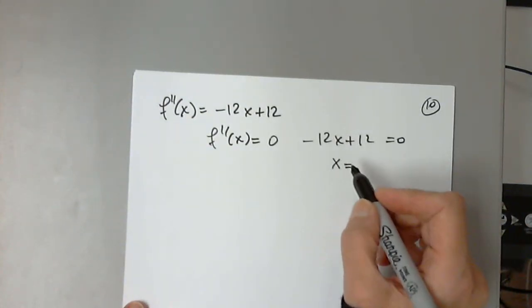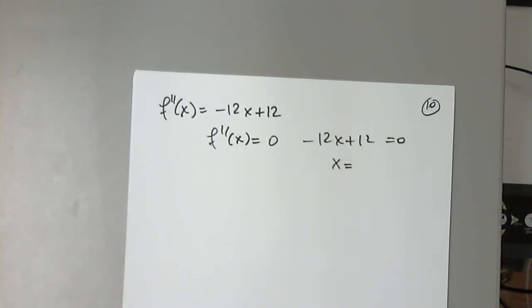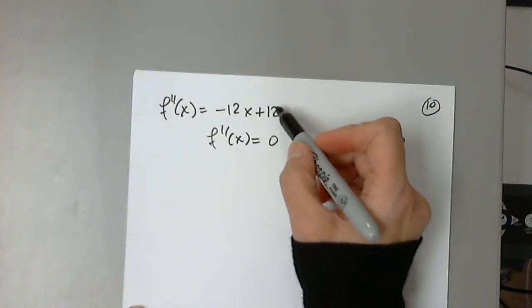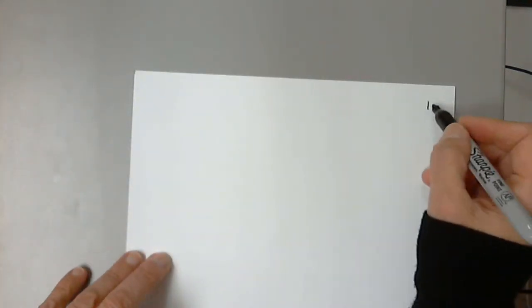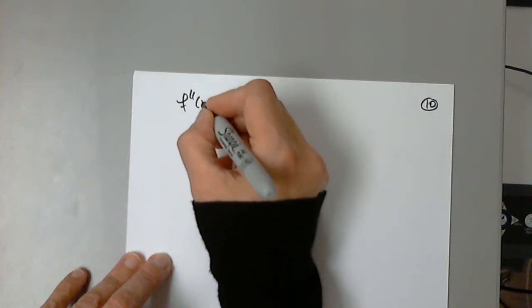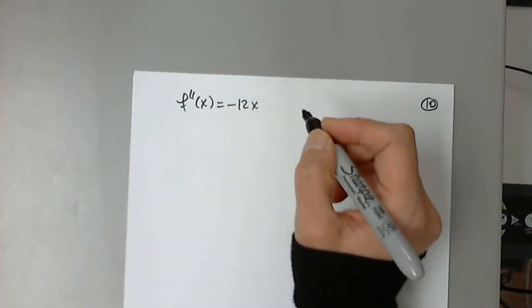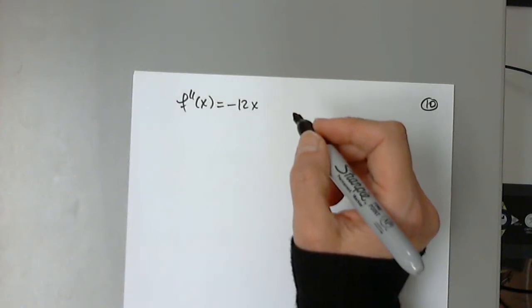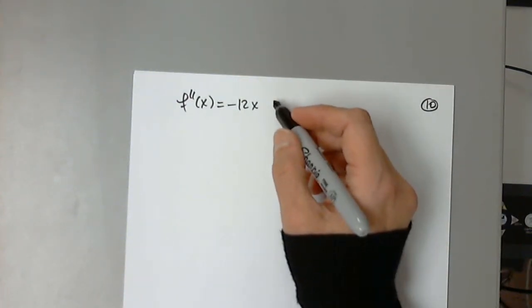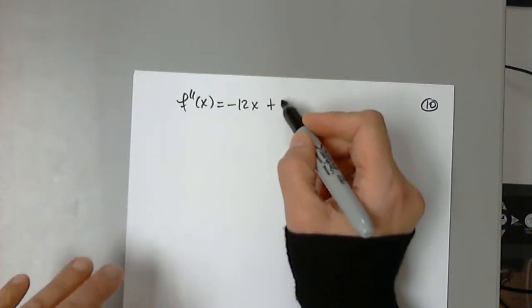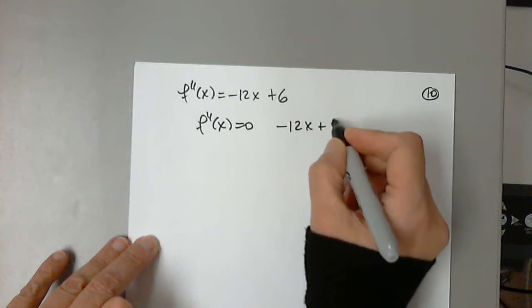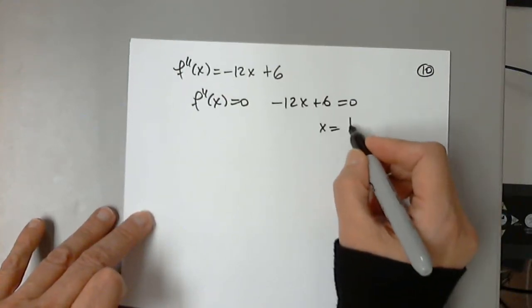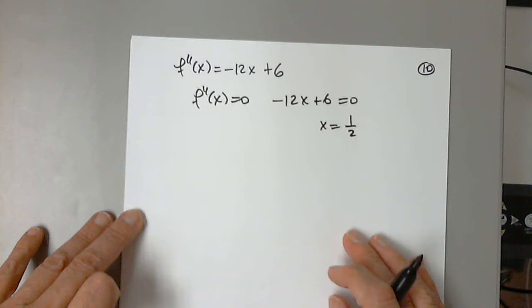Was it 6? What did I do? It is 6. Thank you. With your permission, I'll start another page so I don't waste your time. So it was negative 12x. Yeah, it was negative 12x plus 6. Yes, of course. Okay, so we set it equal to 0, and we get negative 12x plus 6 equals 0, or x equals 1/2. Would you agree? Okay.